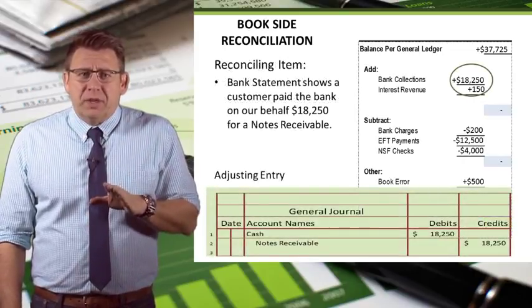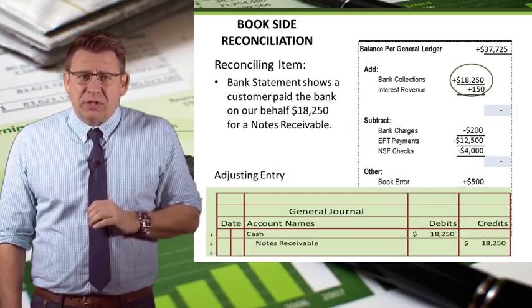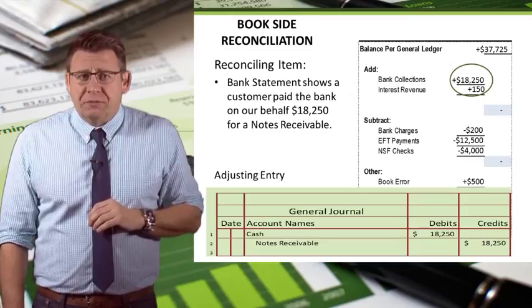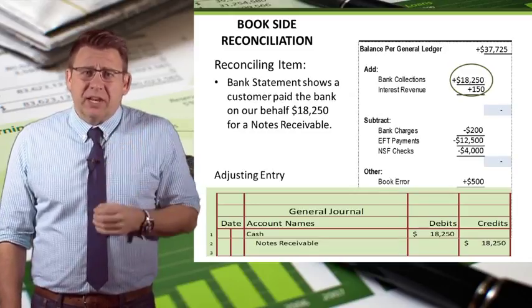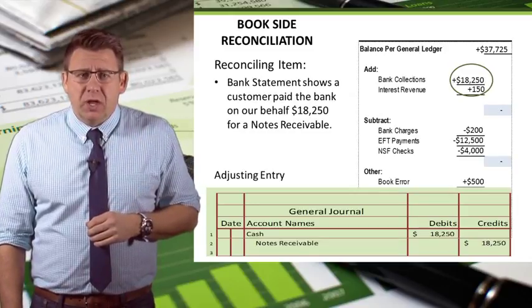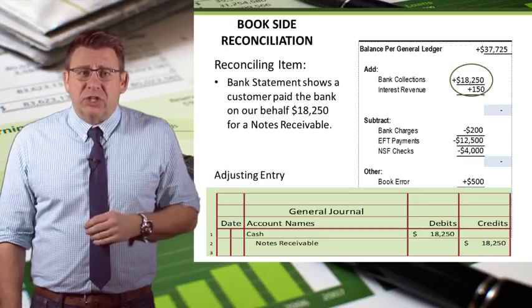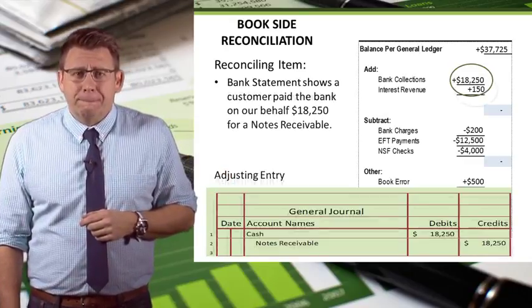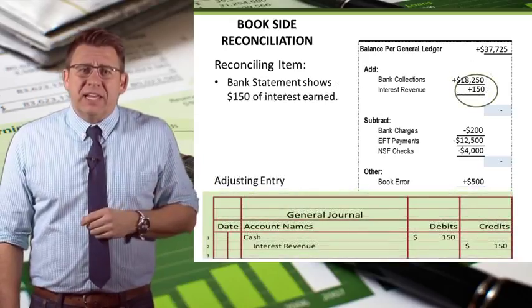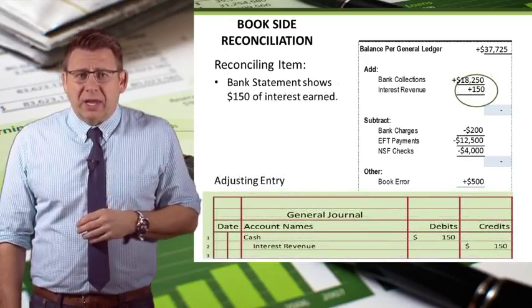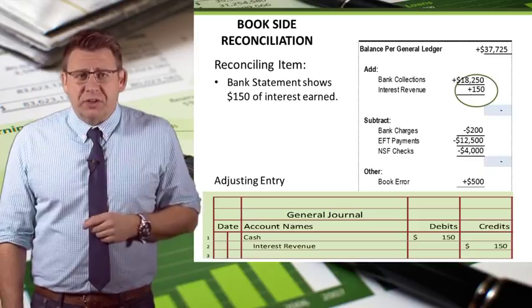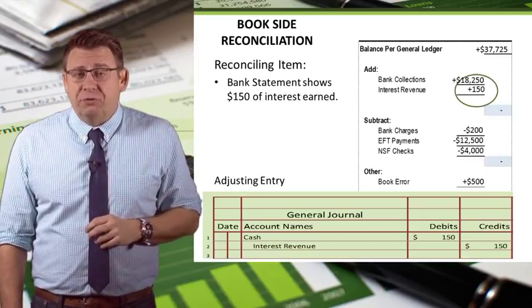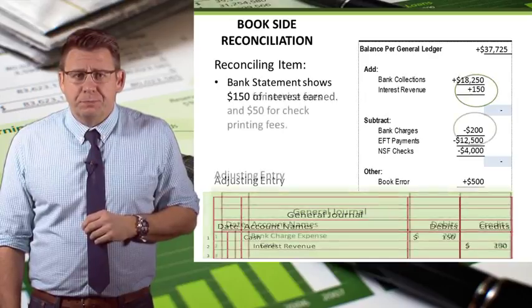The first item that we reconciled on the book side was a bank collection of $18,250. In this case, it related to a notes receivable. So we will debit cash and credit notes receivable for $18,250. The next item is interest earned on our bank account balance. This relates to interest revenue. So we would debit cash and credit interest revenue for $150.